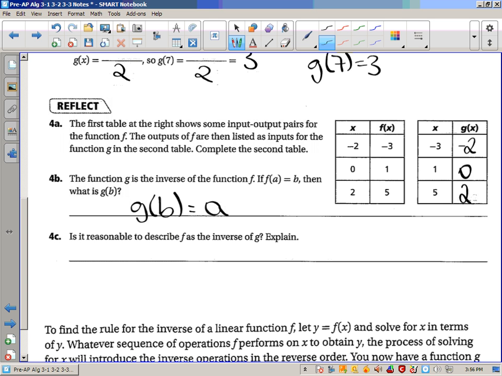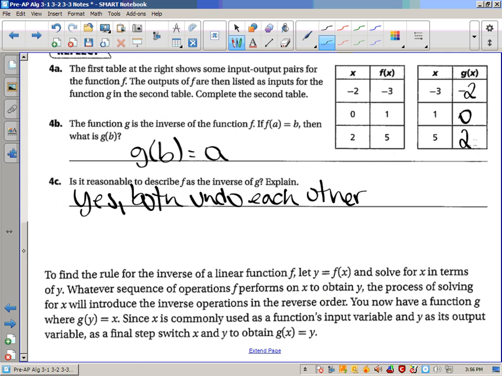Absolutely. It doesn't matter which way I switch my inputs and outputs. If I go from g of x to f of x, that will work. If I go from f of x to g of x, that works also. Because both undo each other. Okay, so that's how inverses work.